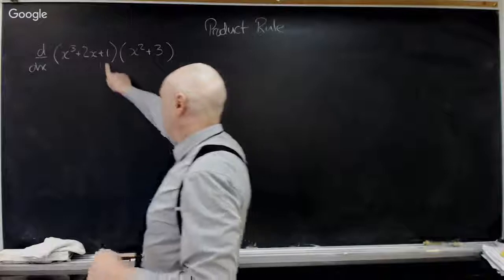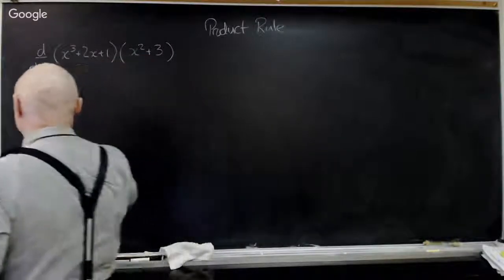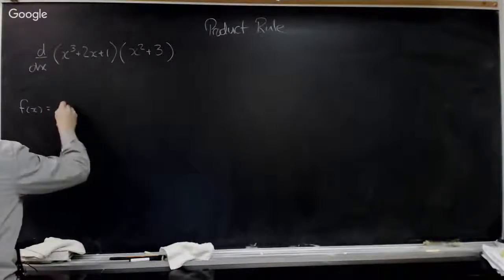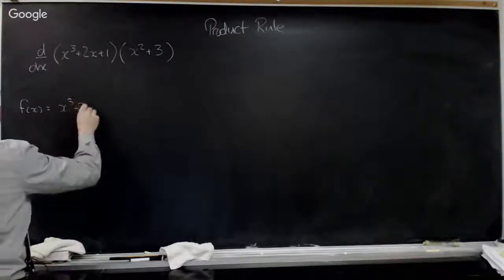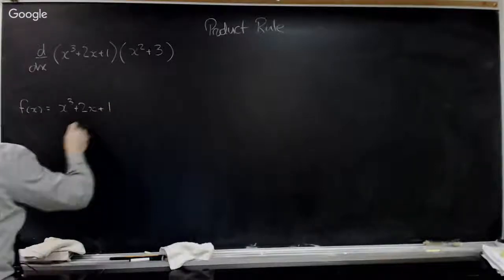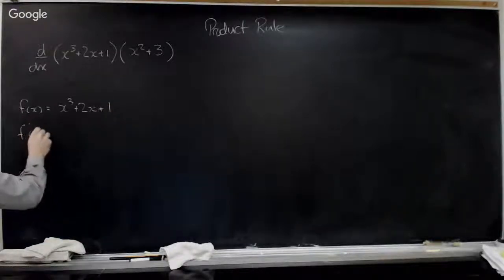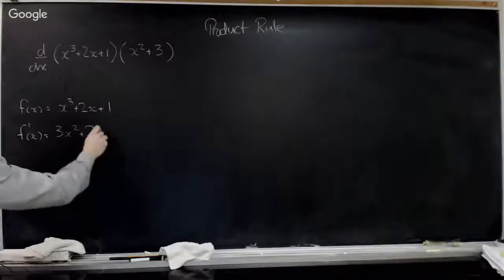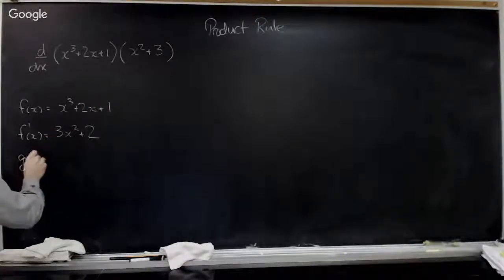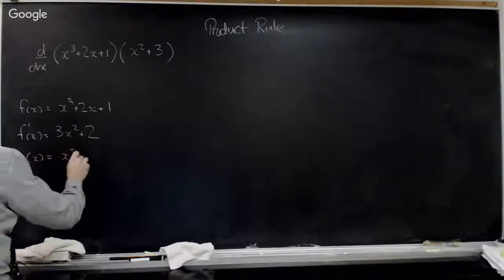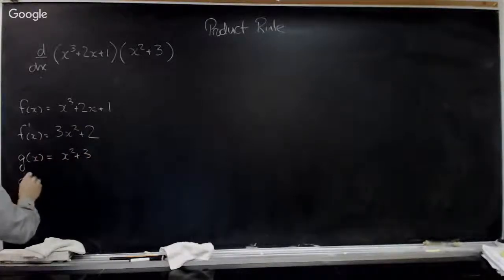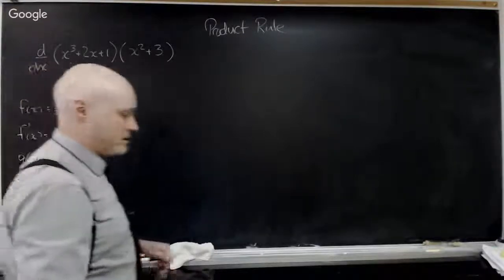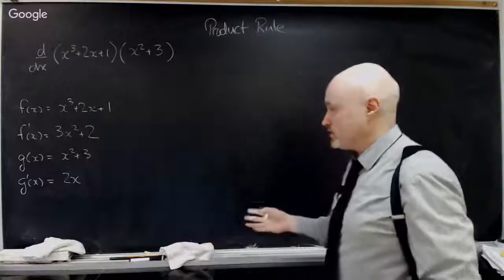So I noticed that this is my first function, this is my second function, and so I'm literally going to make a little space here. I'm going to say that f at x is x cubed plus 2x plus 1. And because I know I need the derivative, I'm just going to write that right away. So it's 3x squared plus 2. G at x, my second function, I'm going to write it here, x squared plus 3. And so g primed at x is 2x. Okay, so there. I've separated out my two functions.